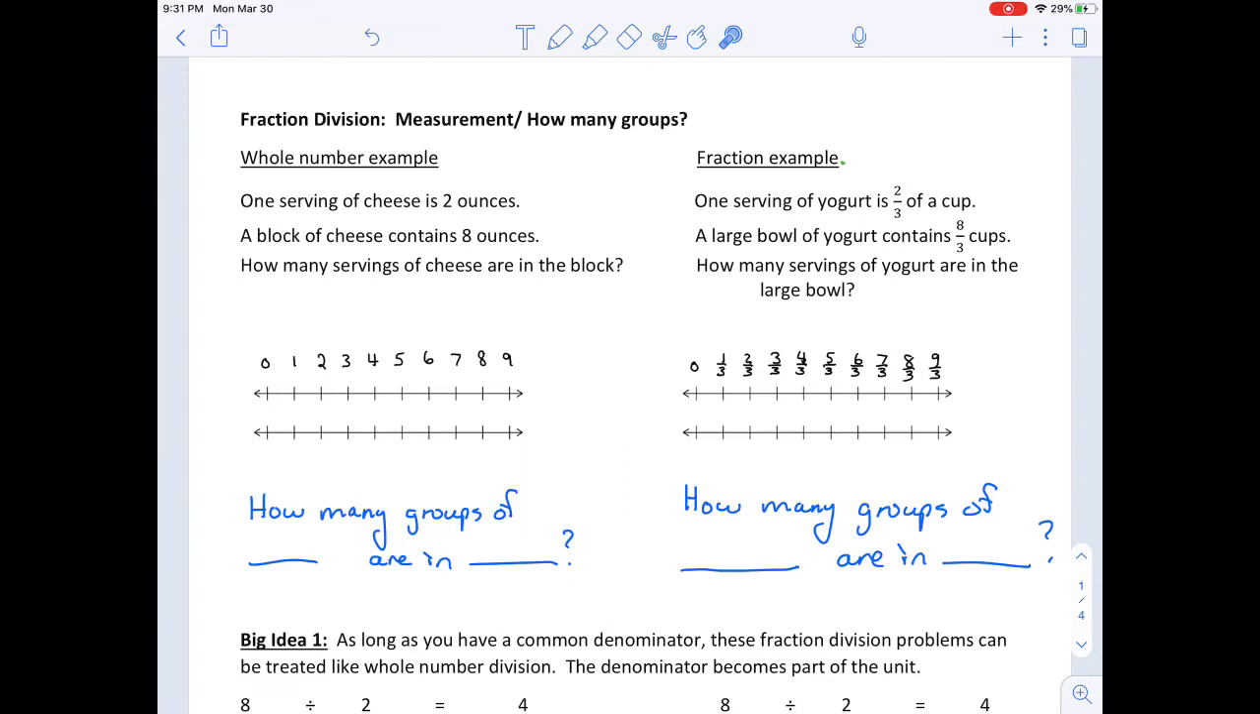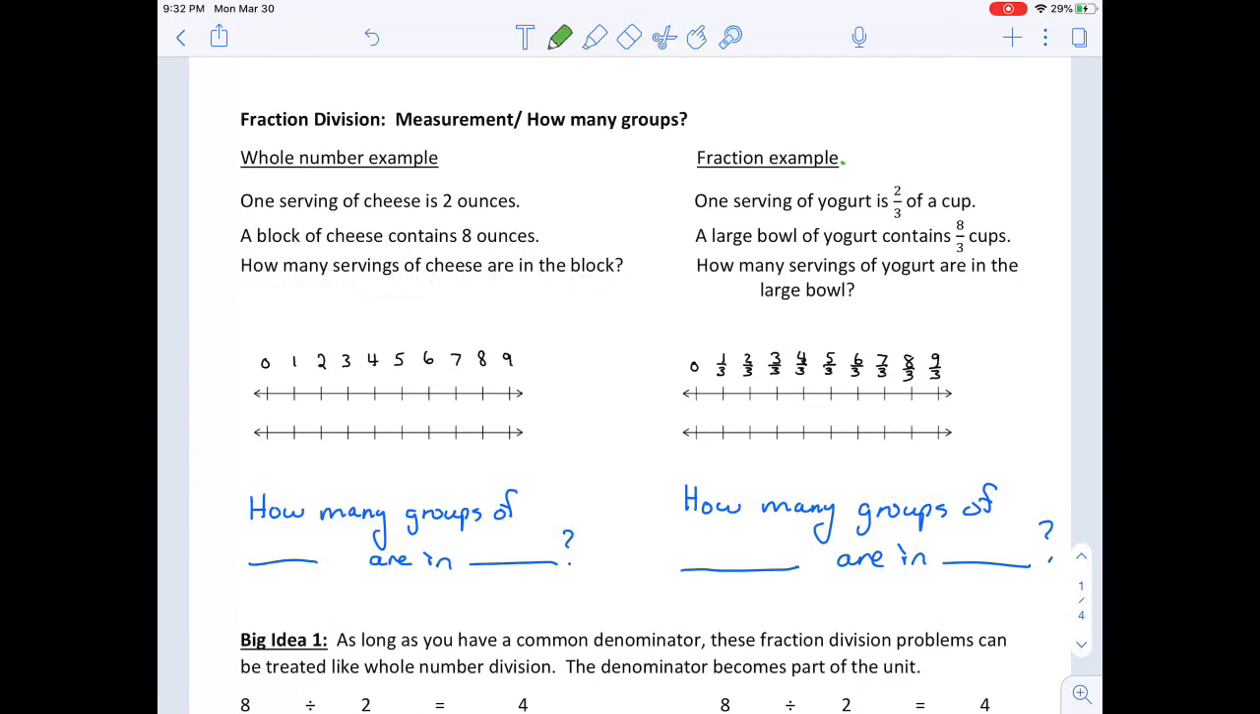Let's talk about fraction division using the measurement, how many groups, perspective of division. We'll start with a whole number example and then relate it to a fraction example. 1 serving of cheese is 2 ounces. A block of cheese contains 8 ounces. How many servings of cheese are in the block?